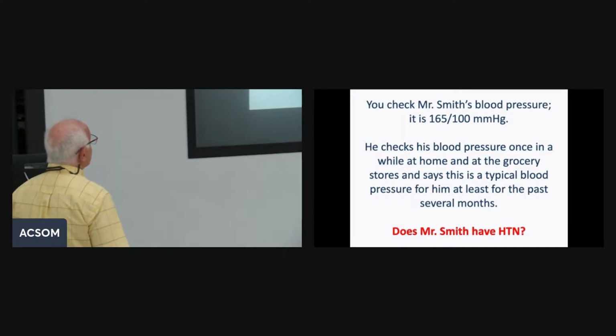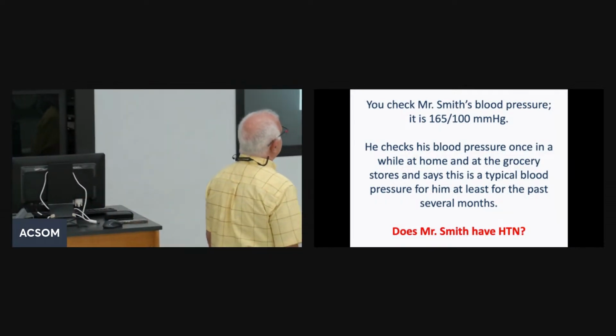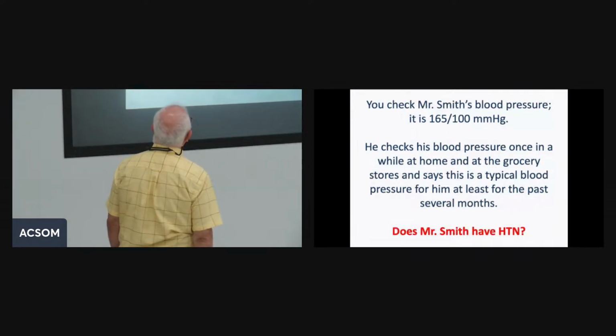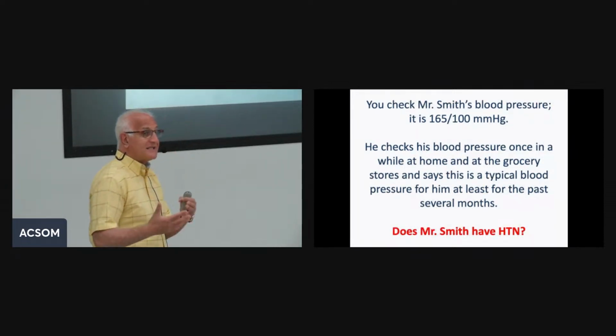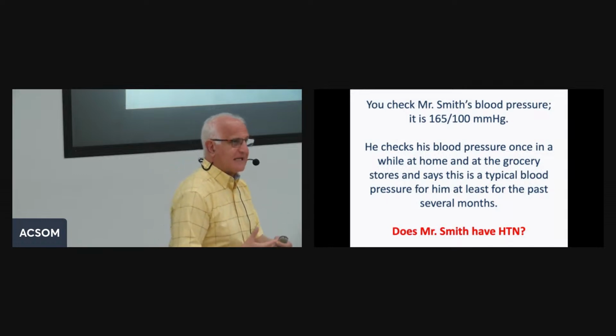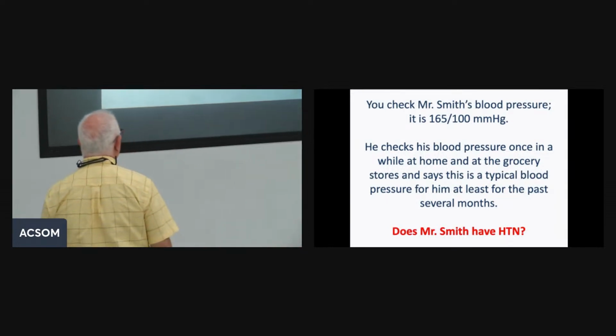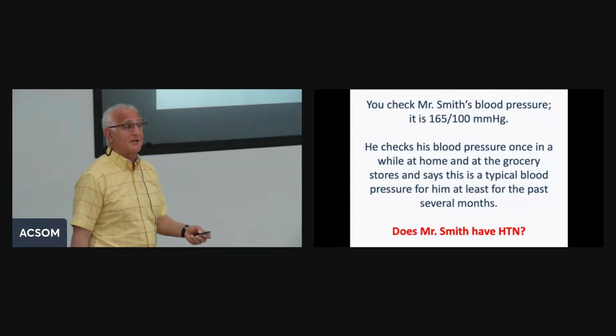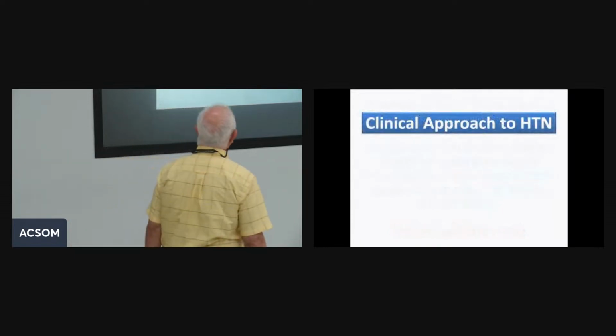You check Mr. Smith's blood pressure, it is 165/100. He checks his blood pressure once in a while at home and at the grocery stores and says this is a typical blood pressure for him. So you know that this is not a one-time thing. He says this is my usual blood pressure. Does Mr. Smith have hypertension? How do we make the diagnosis of hypertension? What are the cutoffs basically?